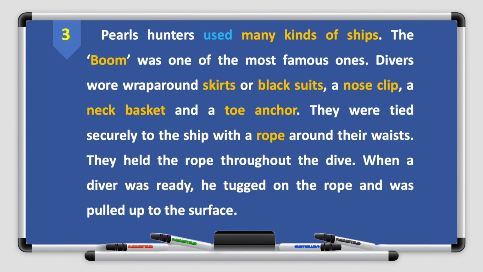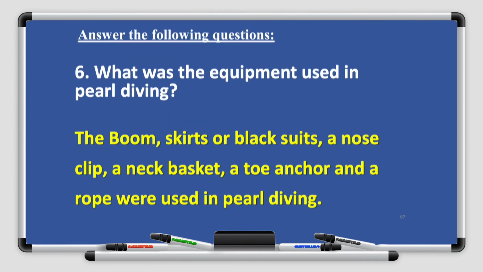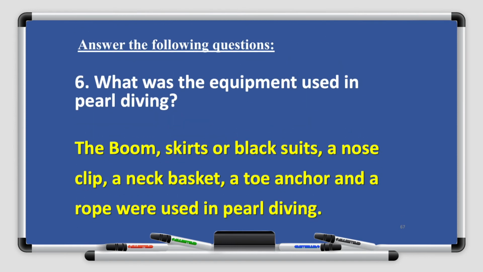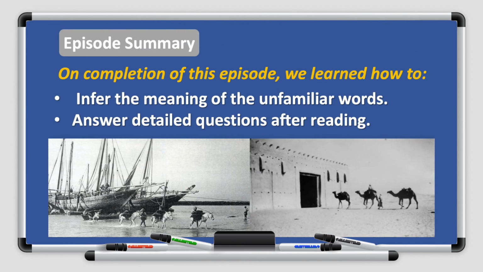They used the boom, and divers wore wraparound skirts or black suits, a nose clip, a neck basket, and a tow anchor. They were tied securely to the ship with a rope around their wrists. So these are the equipment used by the divers. The boom, skirts or black suits, a nose clip, a neck basket, a tow anchor, and a rope were used in pearl diving.